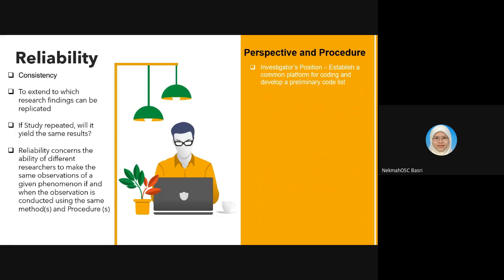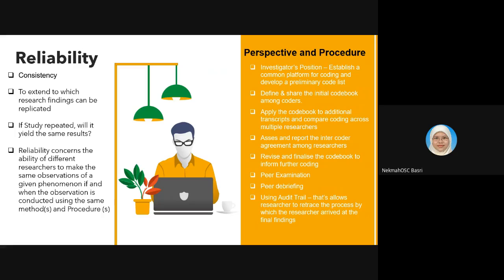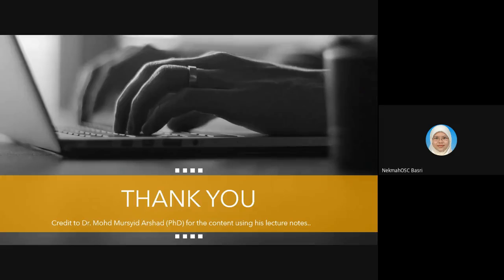Investigators establish a common platform for coding and develop a preliminary code list, define and share the initial codebook among coders, apply the codebook to additional transcripts and compare coding across multiple researchers, assess and report the intercoder agreement among the researchers, revise and finalize the codebook to inform further coding, peer examination, peer debriefing, using audit trails that allow researchers to retrace the process by which the researchers arrive at the final findings.